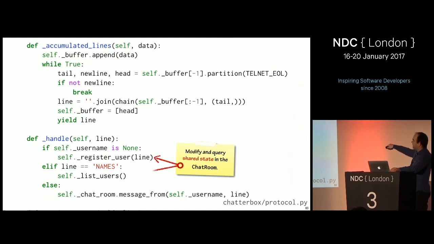You don't need to understand the detail here. This is just looking for lines of text in the data that comes in. And the very first thing I expect a user to enter is their username, because that's the first thing we ask them for. So if username is none, the first text they give us is going to be their username. Otherwise, we send a message from that user.